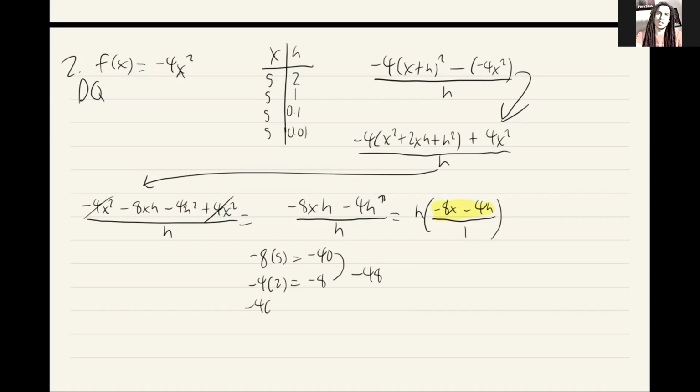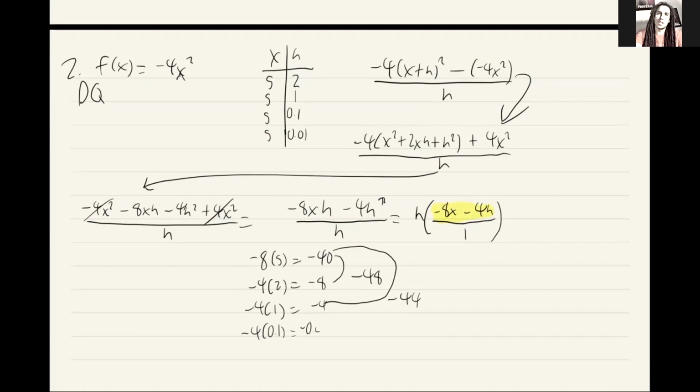Then what happens if we plug in 1? This becomes a negative 4. So negative 40 minus 4 equals negative 44. What happens if we plug in 0.1? This becomes negative 0.4. So then negative 40 minus 0.4 equals negative 40.4.